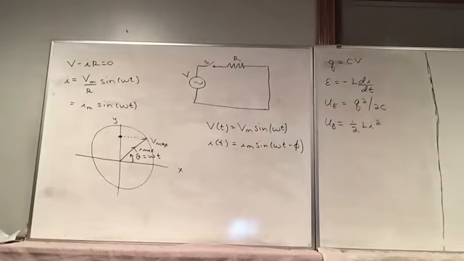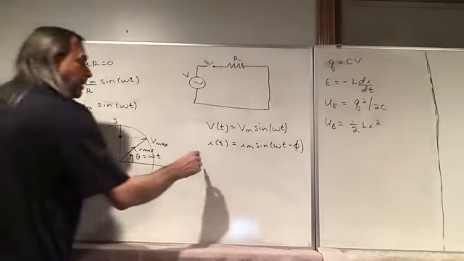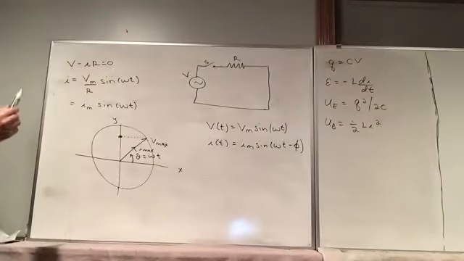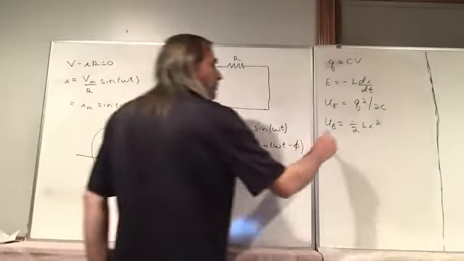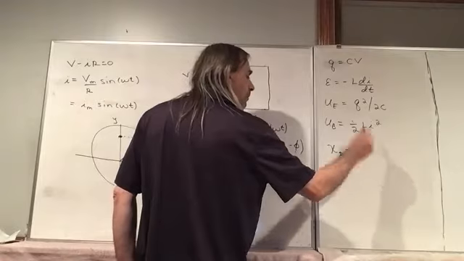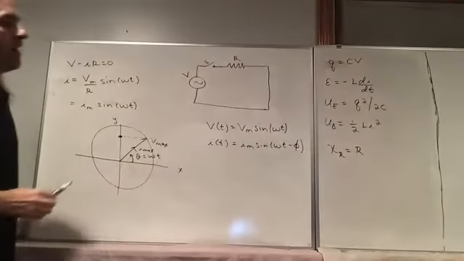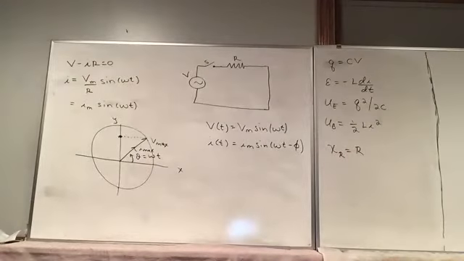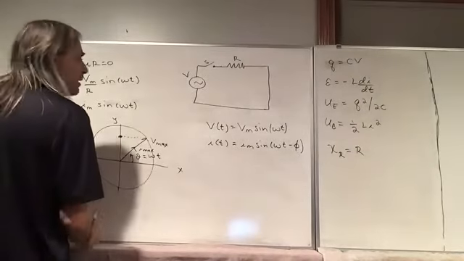But one thing that we can say about this, we're going to find something called the reactance. I'm going to write this down. So we use the Greek letter chi, and I put a subscript R. This is the reactance of a resistor, and that's just equal to the resistance.